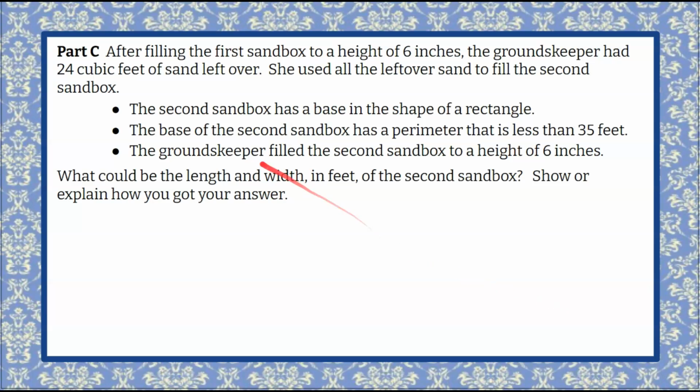All right, part C. After filling the first sandbox to a height of 6 inches, the groundskeeper had 24 cubic feet of sand left over. She used all the leftover sand to fill the second sandbox. The second sandbox has a base in the shape of a rectangle. The base of the second sandbox has a perimeter that is less than 35 feet, and the groundskeeper filled the second sandbox to a height of 6 inches.